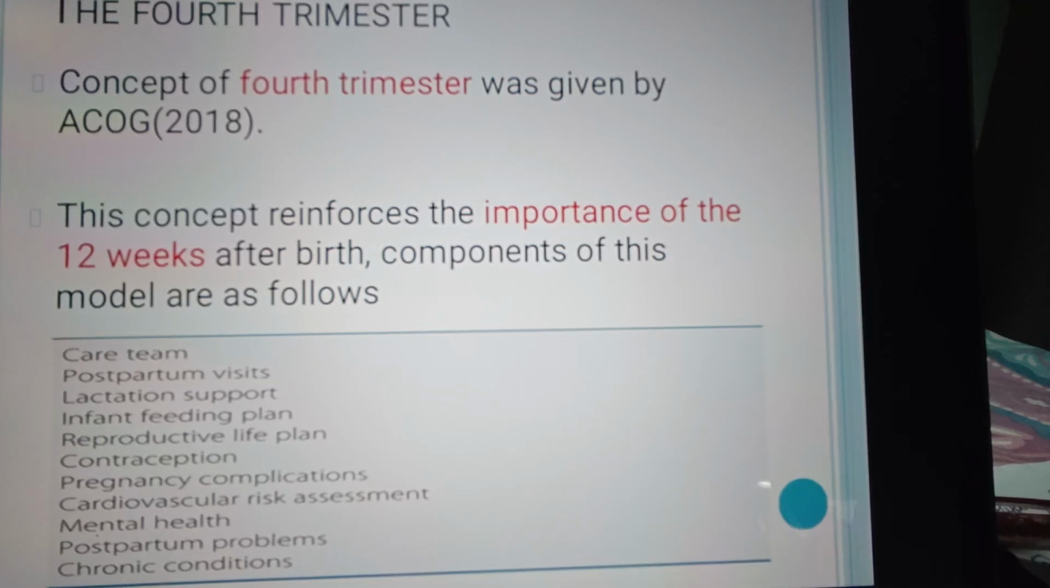And the components of this model are as follows: the care team, the postpartum visits, lactational support, infant feeding plan, reproductive life plan, contraception, pregnancy complication, cardiovascular risk assessment, mental health, postpartum problems, and chronic conditions.